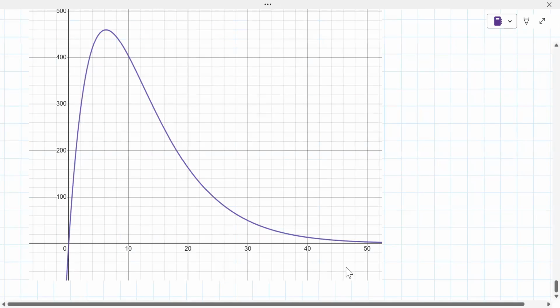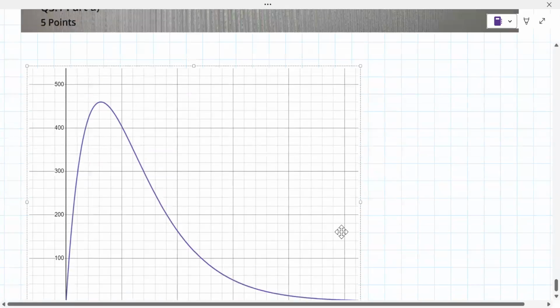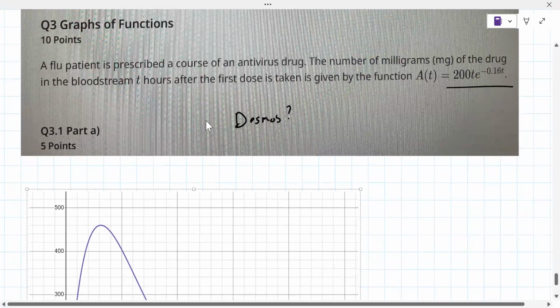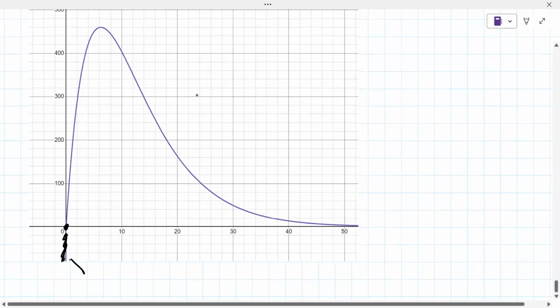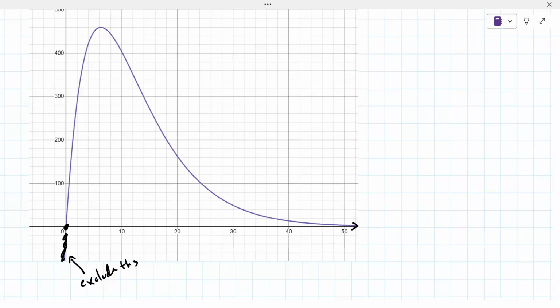Now, a couple of things to keep in mind. The domain, all right? Flu patients prescribed antivirals, the milligrams of the drug in the bloodstream, P hours after the first dose is given. The domain is very important. It actually starts at 0. You need to exclude this. And it does go on forever. So you want to make sure you indicate that it goes on forever. It starts, peaks, goes on forever. And this is how medication works, by the way. You reach a max, you drop off, and then if you get a new pill, it comes up again, and it eventually reaches some sort of steady state. But this is just showing you it goes up, goes down, and there you have it.